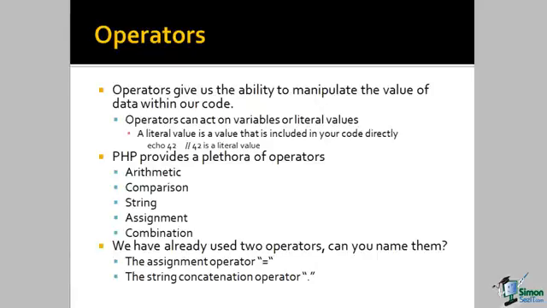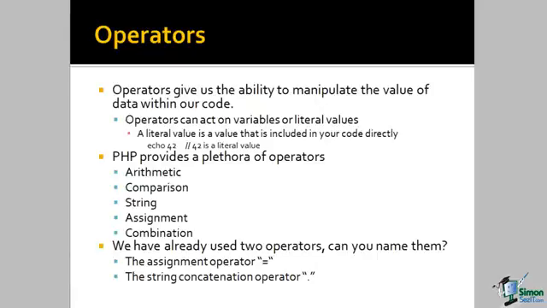So 42 plus 3, using the addition operator, the plus sign, is going to give us 45. If we added two variables together that held those values, it's going to give us 45. There's a huge number of operators in PHP. Not to worry, they're all very intuitive in their use, and we've already seen two of them.